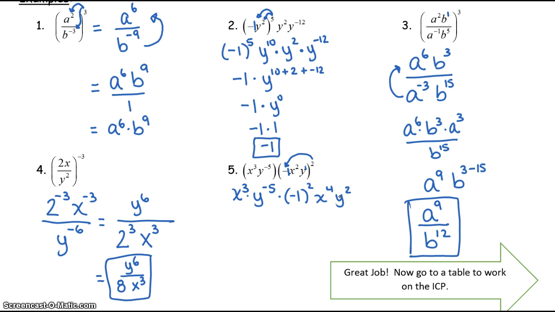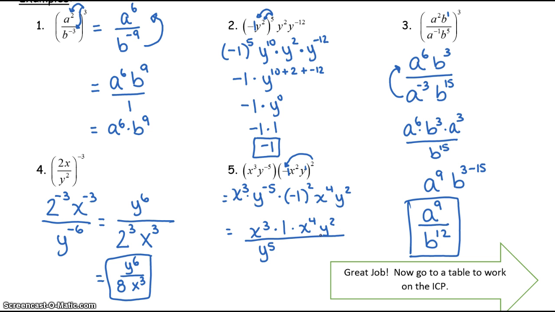Okay? So let's simplify what we can, move the negatives down and whatnot. So here's what we have. X to the third will stay. Y to the negative 5th will move down, so becoming y to the 5th. Negative 1 times negative 1, which is the same thing as negative 1 squared, is 1. So I'm just going to write 1. We have x to the 4th will stay on the top because it's a positive exponent, and y to the 2nd will stay.